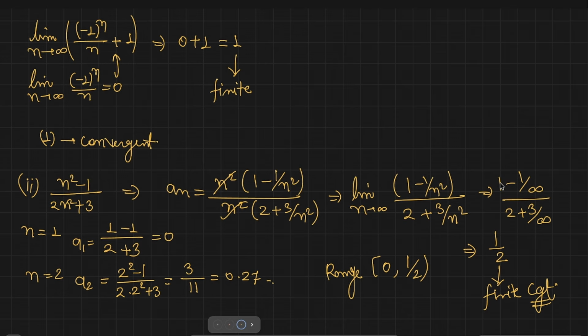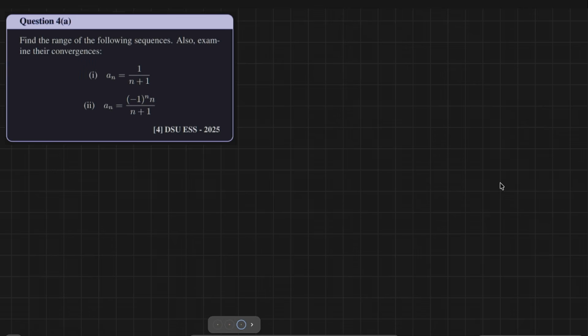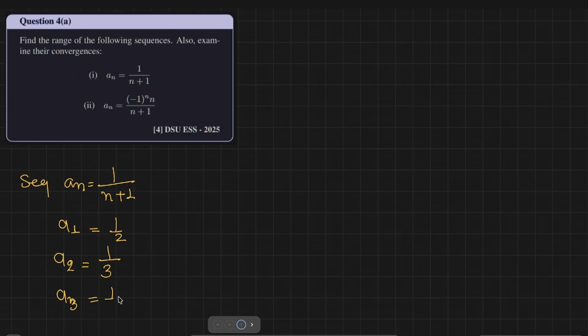Now see the next question. So what is the next question? It is again related to the range of the sequence. So the sequence is given, an is equal to 1 upon n plus 1. Once the sequence is this, how do we identify the range? Again, what is the maximum value? Let's say n is equal to 1, it is 1 by 2. N is equal to 2, again it will be decreasing, it is 1 by 3. N is equal to 3, then it is 1 by 4. It is a decreasing sequence. 1 by 2, 1 by 3, 1 by 4, and it will go up to 0.